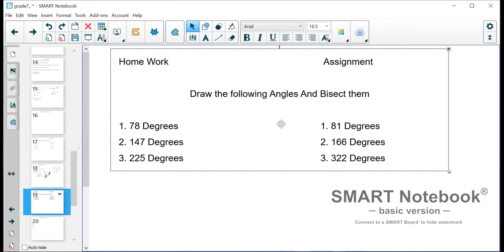Here is some work for you, as I normally do. Your homework and your assignment: draw the following angles and bisect them. Work on these three, draw them using your protractor, and then bisect the angles. Same thing you do for these over here. We went through drawing angles using a protractor, so you should be able to get that done.